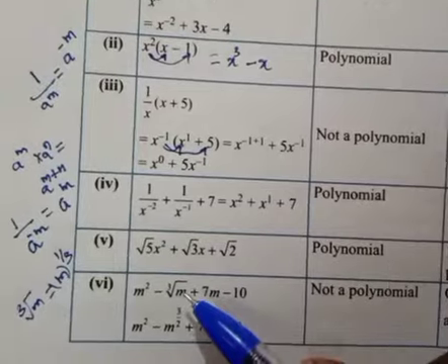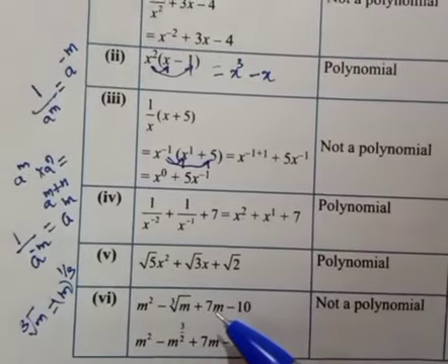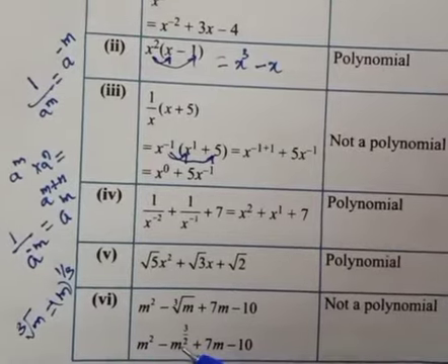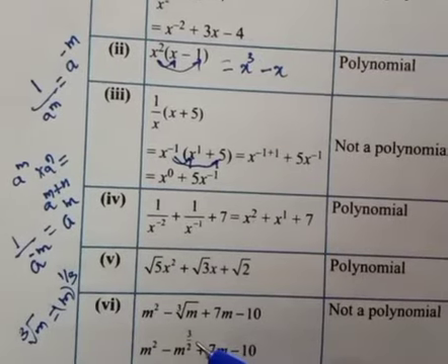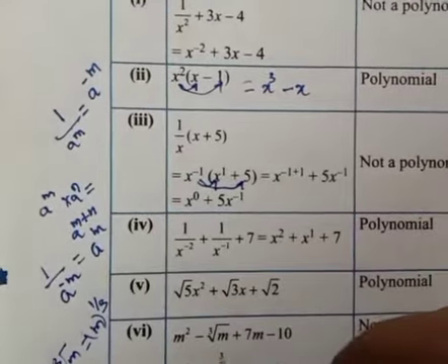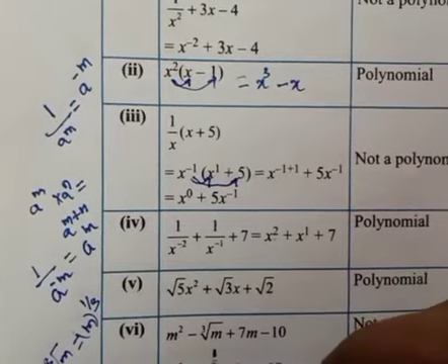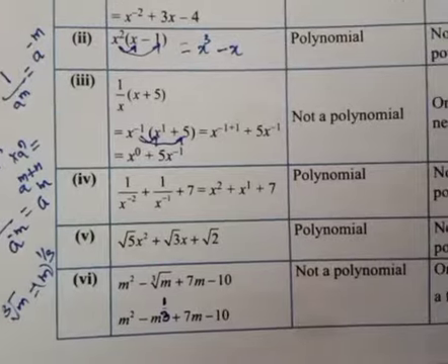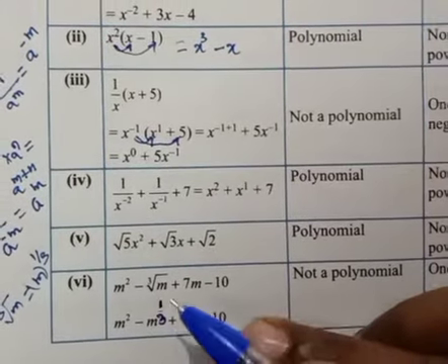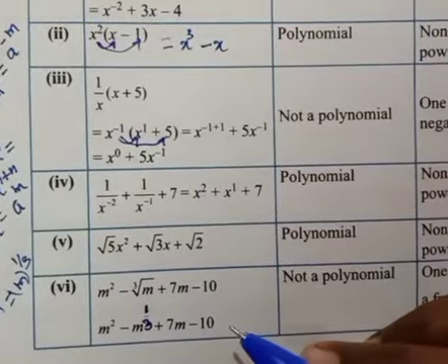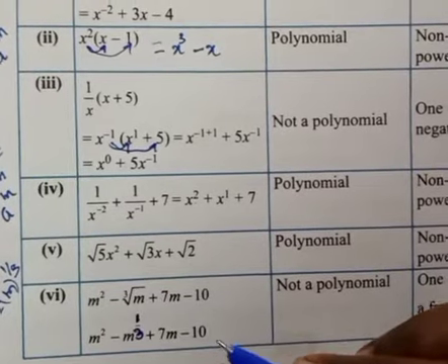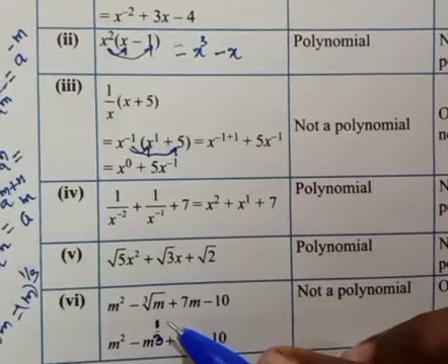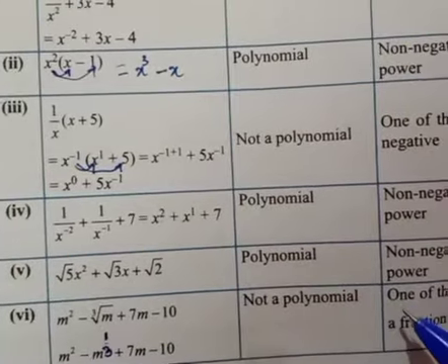Okay, students? So that is plus 7m minus 10. Here, given m square plus 3 by 2, sorry, 1 by 3. The cube root is written as m square minus m power 1 by 3 plus 7m minus 10. So in this power we have a fraction, so it is not a polynomial.